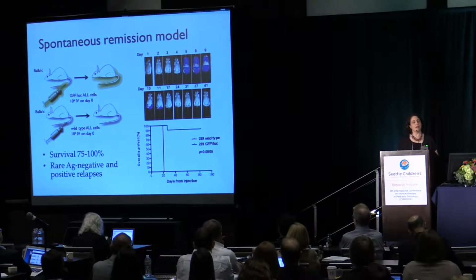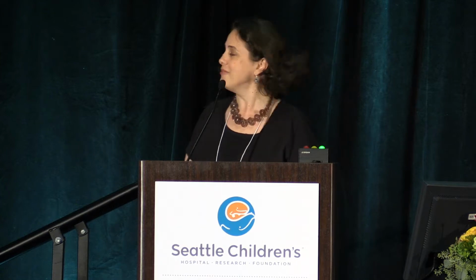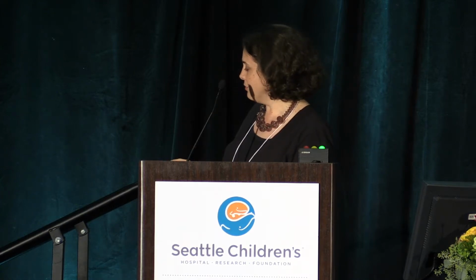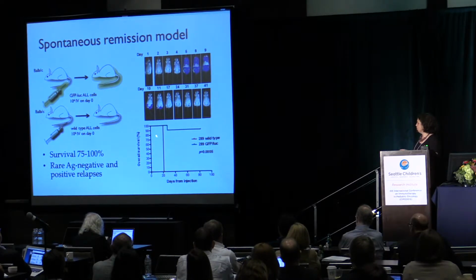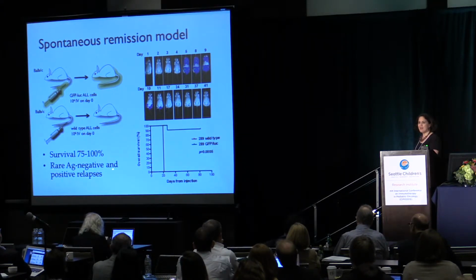There are some rare late antigen-negative relapses and some earlier antigen-positive relapses that I'm happy to talk to you about after. Just for reference, this orange curve that goes straight down represents the wild-type leukemia. It kills you by day 35. And the green curve is the GFP luciferase leukemia.